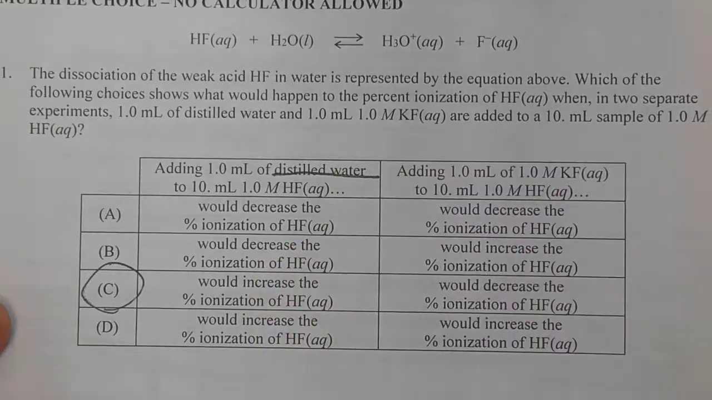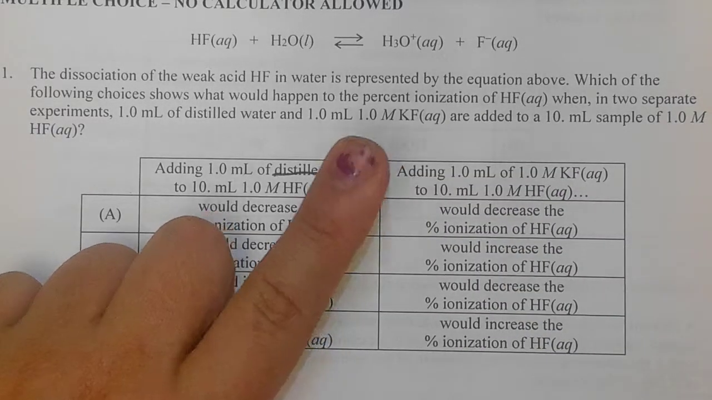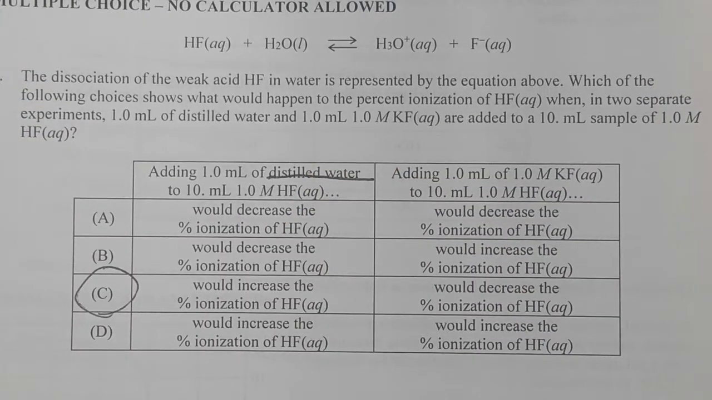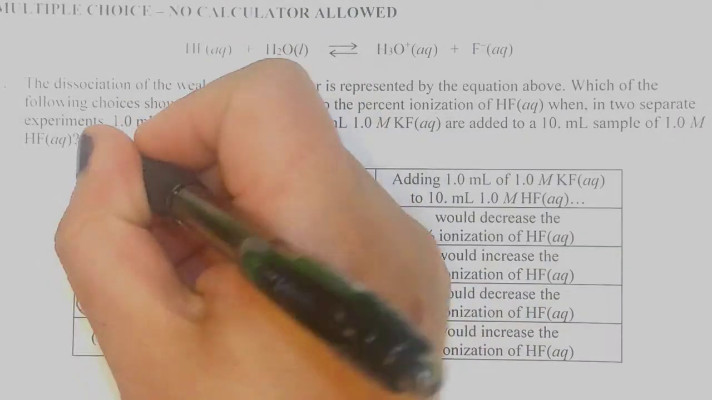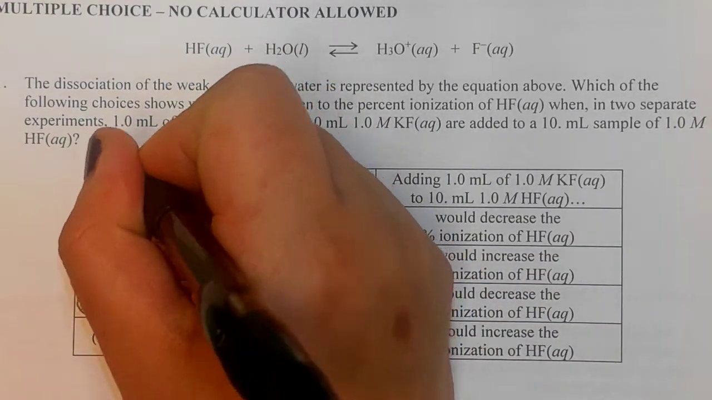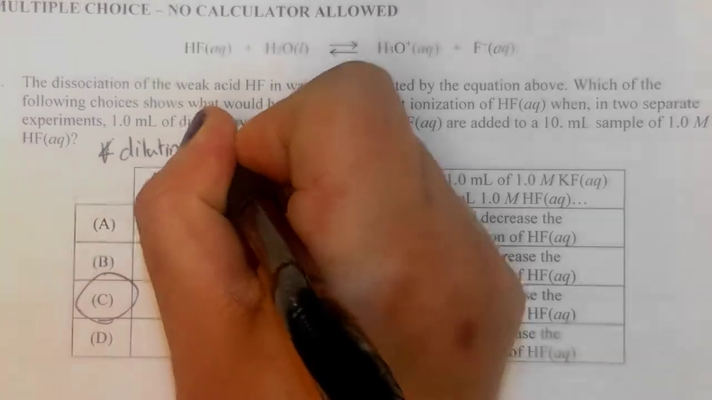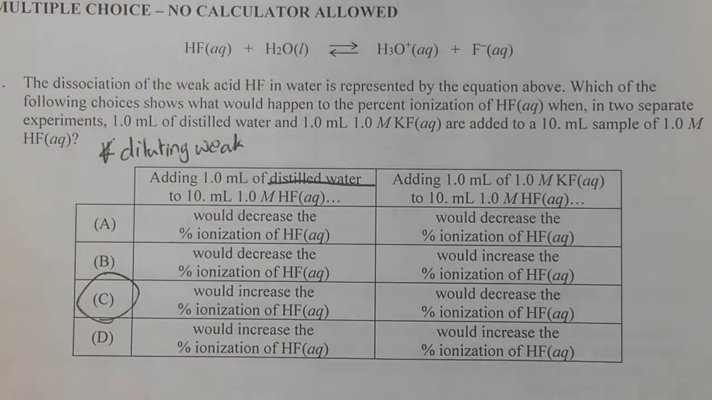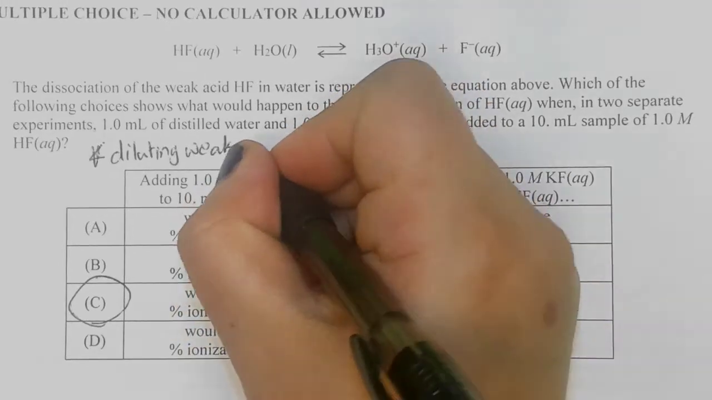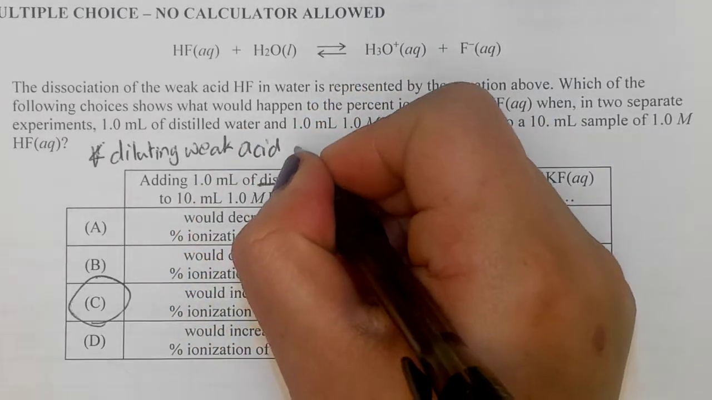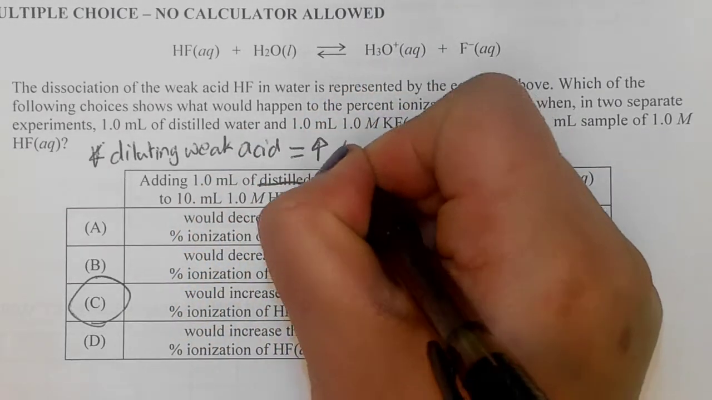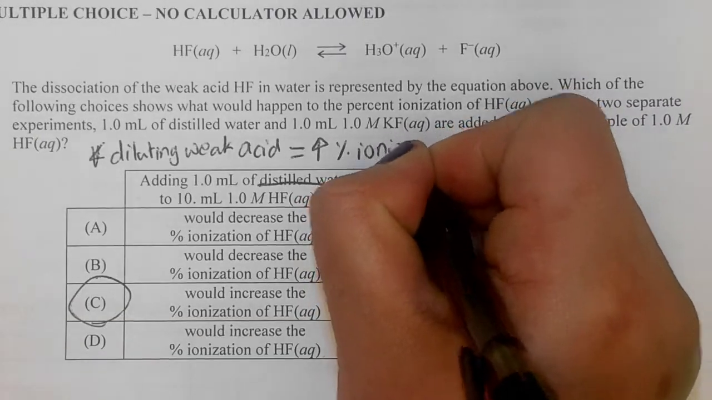You're adding distilled water, right? You want to remember that if you add water to the weak acid, it will increase the ionization. So if you guys needed to, I would add it on the side, right? Diluting. Wait, so if you add it to a strong acid, does it matter because it's trying to dissociate completely anyway? There you go. Perfect. Diluting weak acid equals increase percent ionization.